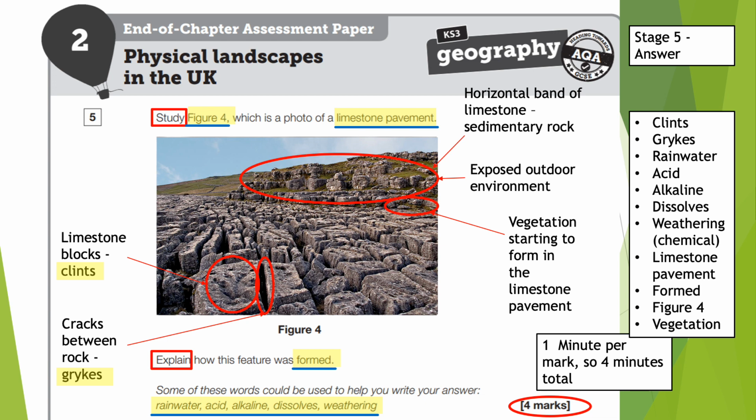You're now ready to give this exam question a go. Pause the video now to give yourself 4 minutes to try and write an answer to this question using all of those techniques that we have looked at so far. Once you've finished answering the question, we will have a go at looking at a model answer and the mark scheme to see how well you've got on.